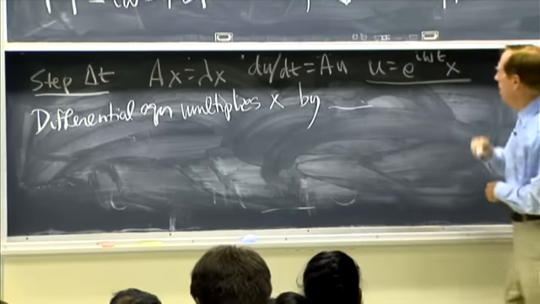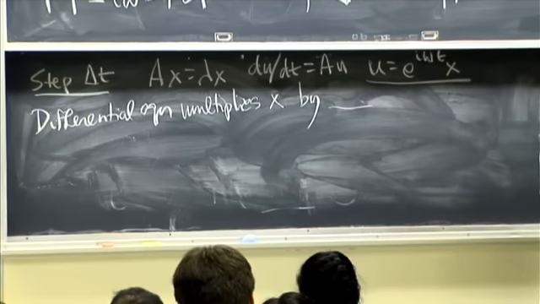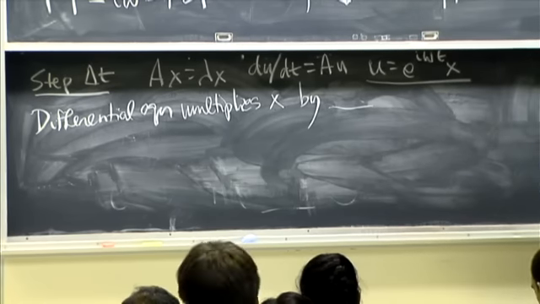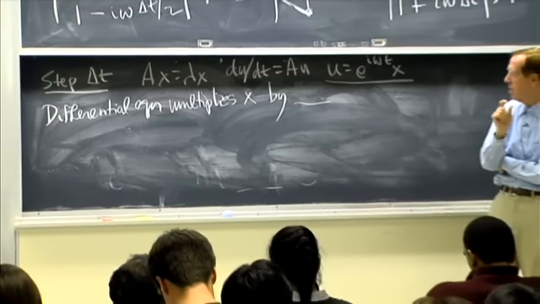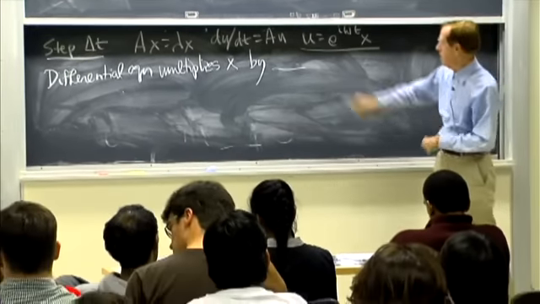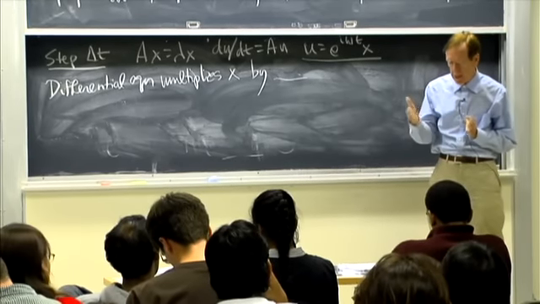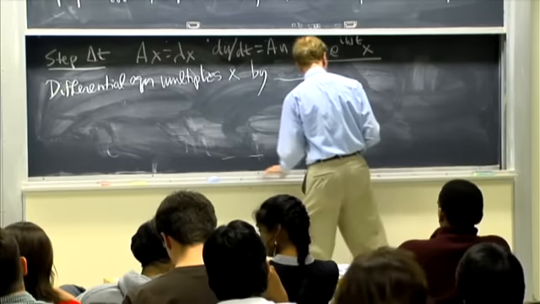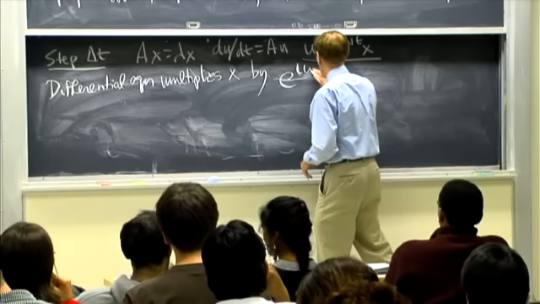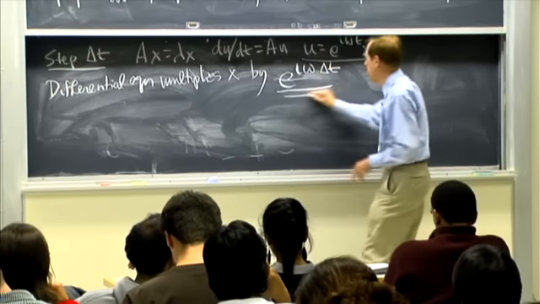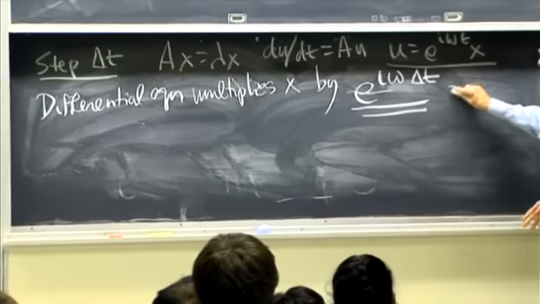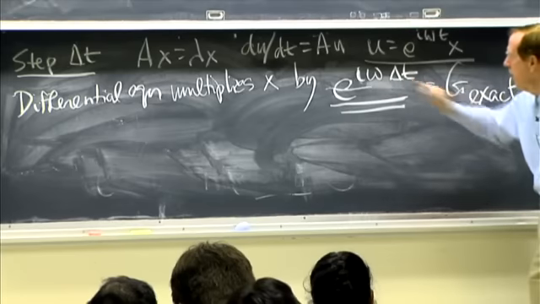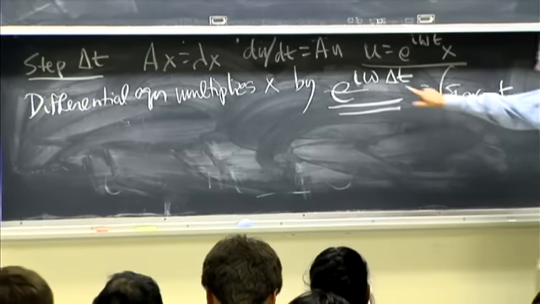Now, what happened over a delta t step? This is the answer, like running along for all time. All I'm asking you to do is, if the step is delta t, what's that number? I mean, that number is telling us how much it grew in that delta t step. And of course, it's e to the I omega delta t. That's the exact growth factor. That's g exact. In one time step, the eigenvector gets multiplied by that, because that's the amount of time that elapsed.